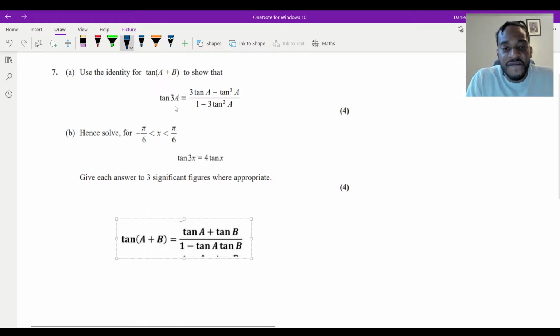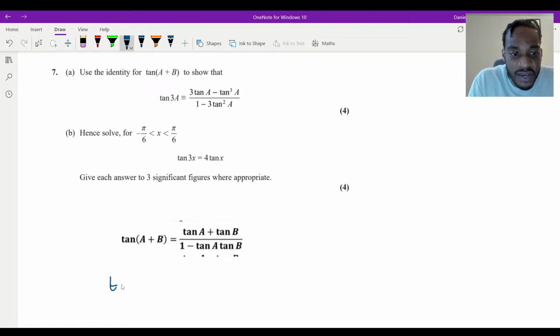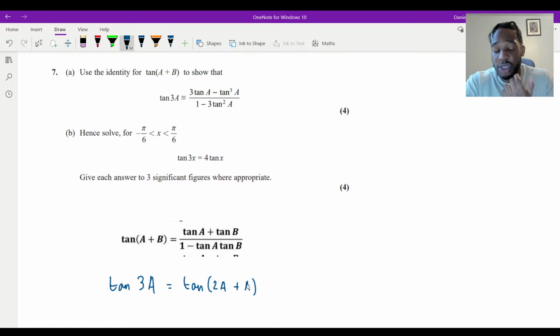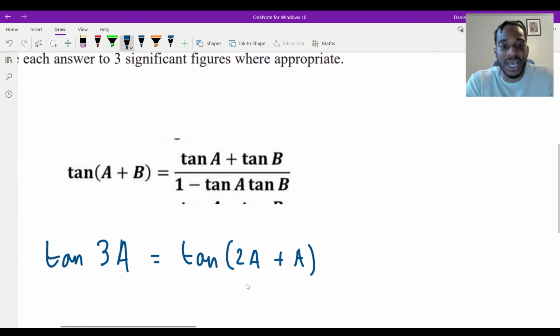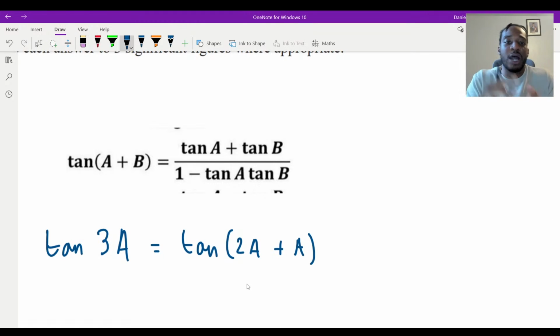Now, if I want to use that formula, you can actually break this down. Another thing to realize: if they ask you for 3A, think about what multiples you deal with in trig. You deal with double angle formulas. So what you could do is rewrite tan 3A as tan(2A plus A). Then you just use the formula. So in our case, our A is 2A and our B is A.